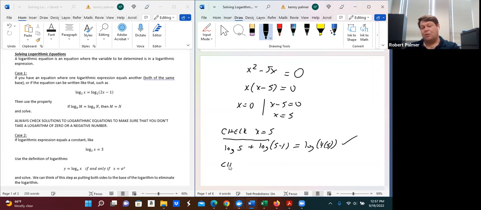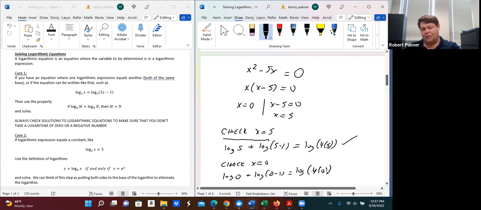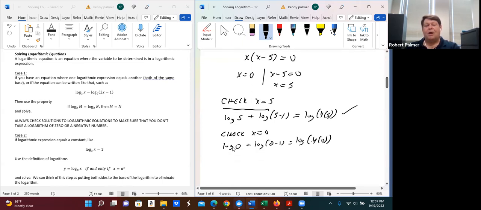Now, if we check 0, hopefully you can immediately see the problem. We'd have the log of 0 plus the log of 0 minus 1 is equal to the log of 4 times 0. So if you did this, it would be the log of 0, which is outside the domain of the log function. Log of 0, we can't do that. Also the log of a negative number, also can't do that, and the log of 0.